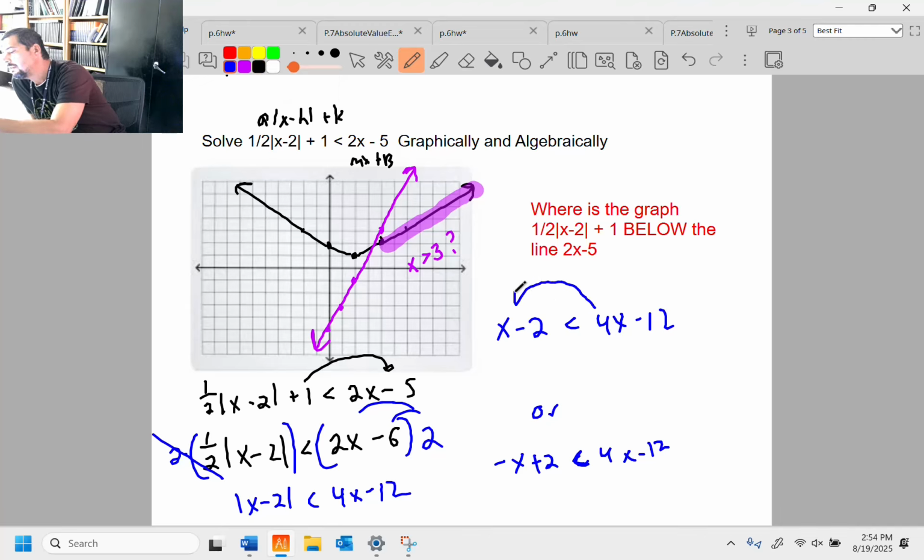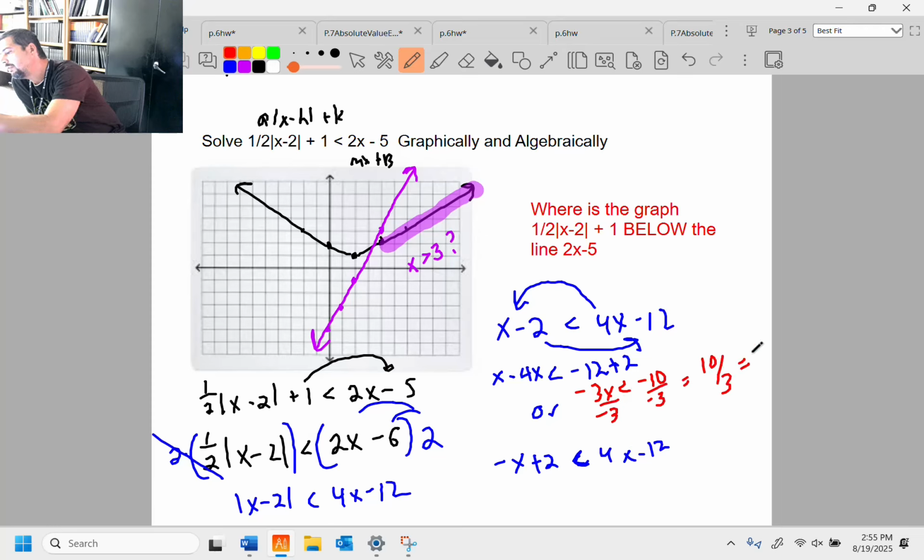Let's get my x's on the left and my numbers on the right. X minus 4x would be on the left, and the right-hand side would be negative 12 plus 2. X minus 4x is a negative 3x. So negative 3x less than negative 10. Divide by the negative 3, and I get positive 10/3, which, by the way, if I think about the old mixed number concept, which I'm not a huge fan of, but you need to understand that that's 3 1/3, which is about what I thought it was.